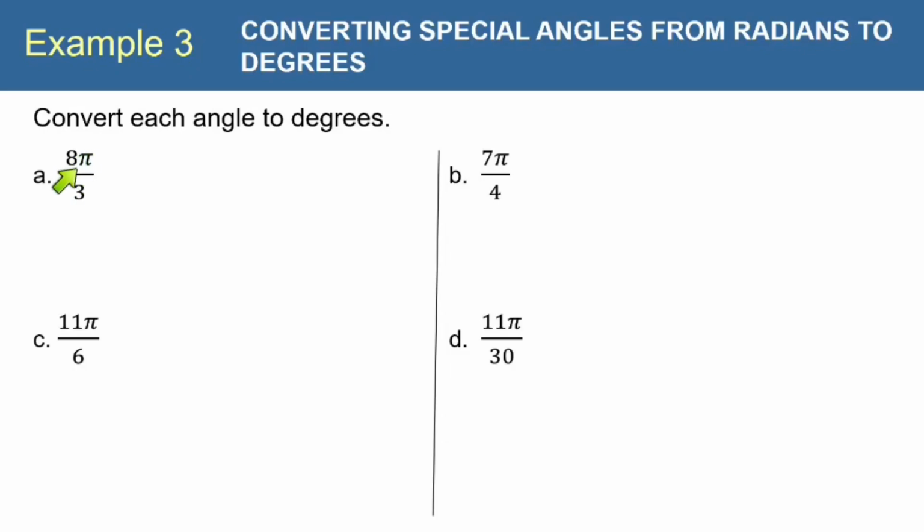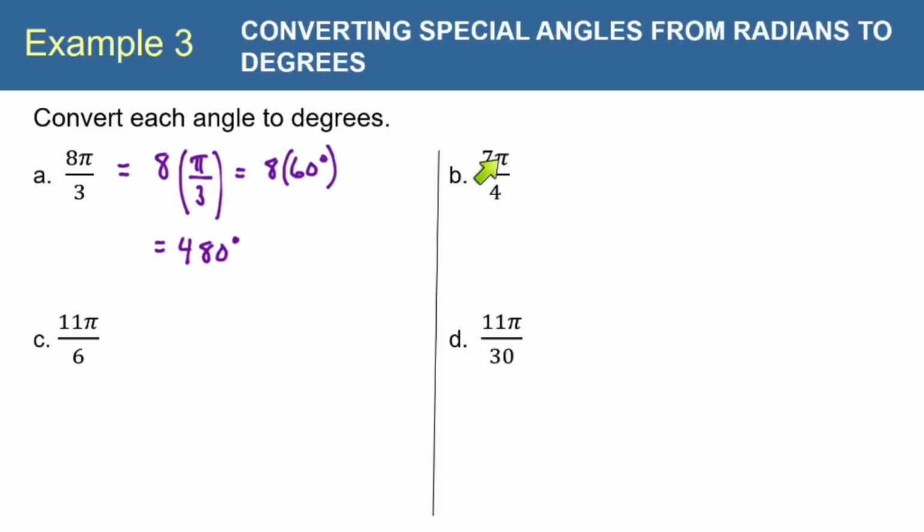Now notice here that we have pi over 3, which is one of our special radian equivalents. So let's write this as 8 times pi over 3, just to help you isolate that pi over 3. And once you have your conversions memorized, then from memory you'll know that pi over 3 radians is 60 degrees. So 8 times pi over 3 radians becomes 8 times 60 degrees, which is 480. Let's try it on part B.